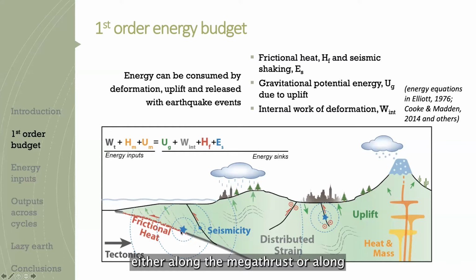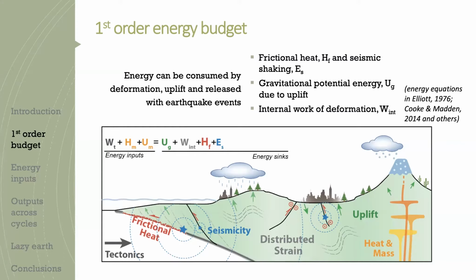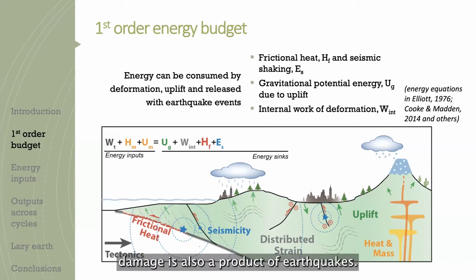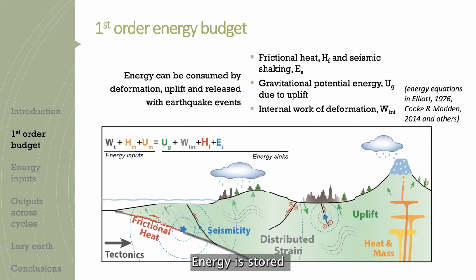along the megathrust or along these upper crustal faults. The earthquakes produce frictional heat as well as ground shaking as first order terms. As mentioned earlier, damage is also a product of earthquakes, but to make a more manageable budget for the whole system, I'm excluding that from this first order energy budget. Energy is stored as uplift against gravity, and also with internal work of deformation. I'm not including here the equations for each of these terms, but you can find them in several papers.